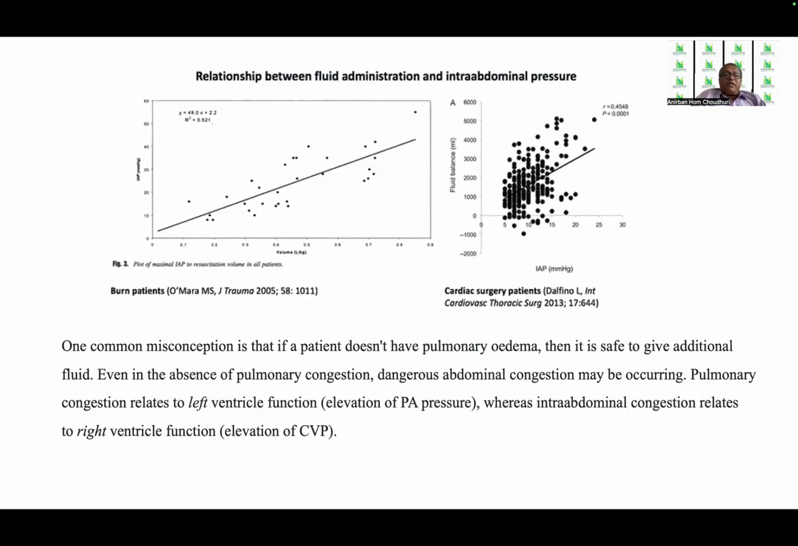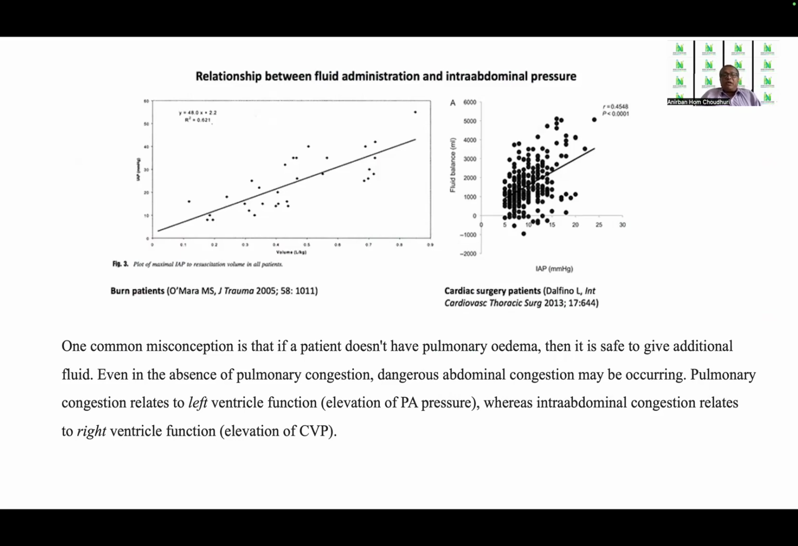Now, it is good if we can understand the close relationship between fluid administration and intra-abdominal pressure. It has been seen that liberal or very high administration of fluid can cause a steep rise in the intra-abdominal pressure. However, there is one misconception that if a patient doesn't have pulmonary edema, it is safe to give additional fluids. But truly speaking, it is not so. Even in the absence of pulmonary congestion, dangerous abdominal congestion may occur.